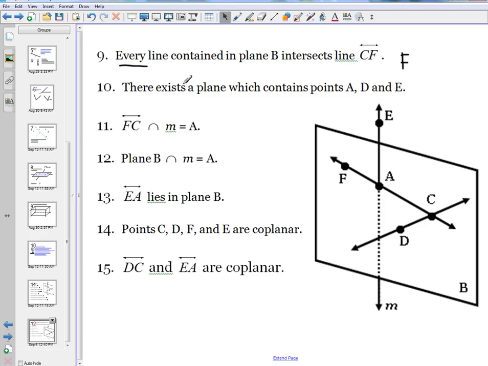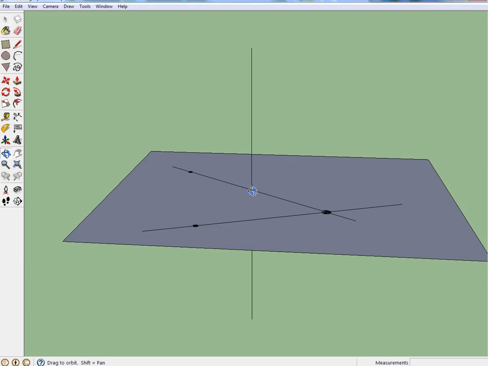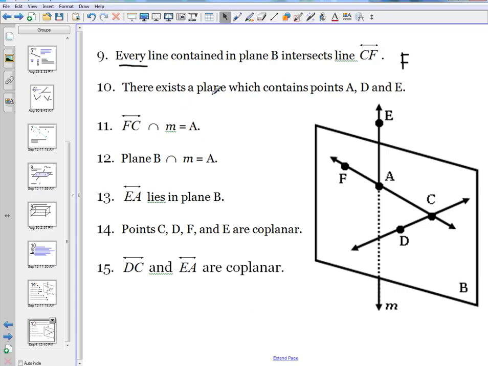Is there a plane which contains points A, D, and E? Could you take points A, D, and E and make a plane out of it? If we look at our drawing here, this is A, D, and then E is up here. We could take like a triangle, connect these three, and that would be a nice flat surface and then extend it on forever. So yes, you could have a plane that contains these three points. So that would be true. Does line FC intersect line M at A? So does this line intersect this line at point A? Yes.